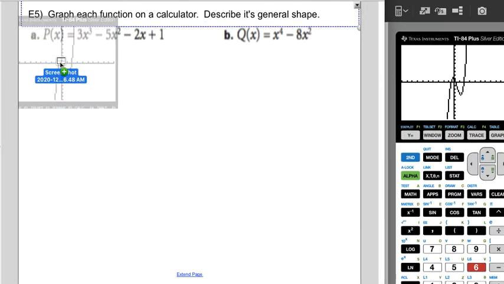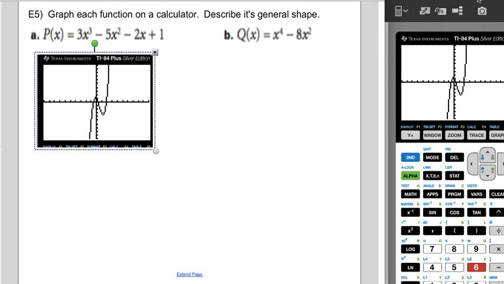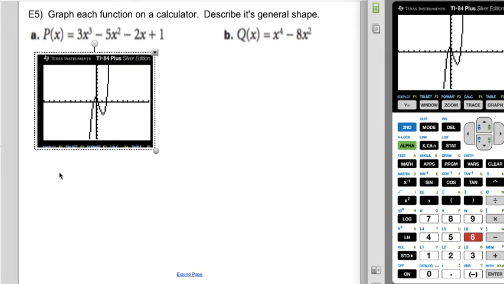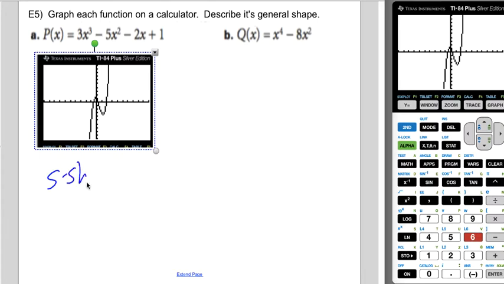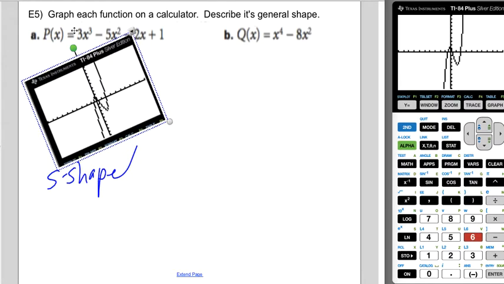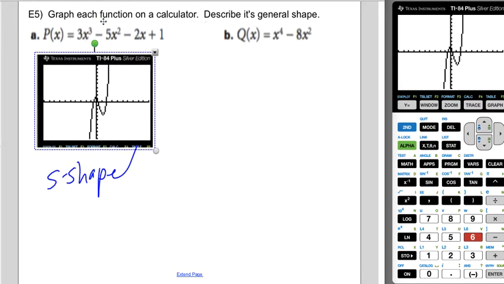Yay. All right, so this looks like this, right? If I were going to describe this, I would say that this graph has an S shape, which I already could have guessed because it's a cubic, right? It has an S shape and it has 2 U-turns.